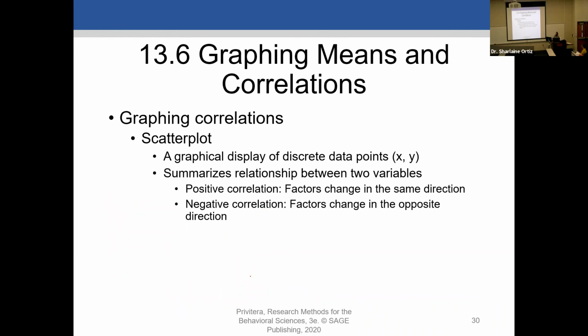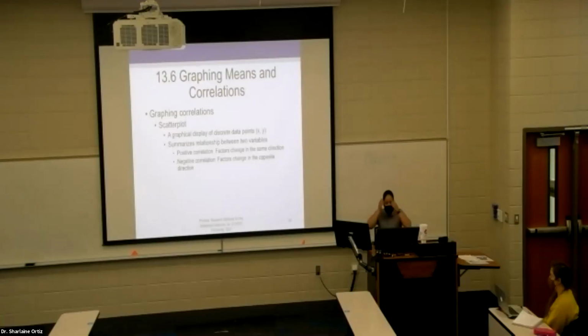Now, there are 2 types of relationships. And I know a lot of you are very familiar with this, but I do want to cover them. There's 2 types of relationship. The first one is a positive correlation, and the second one is a negative correlation.